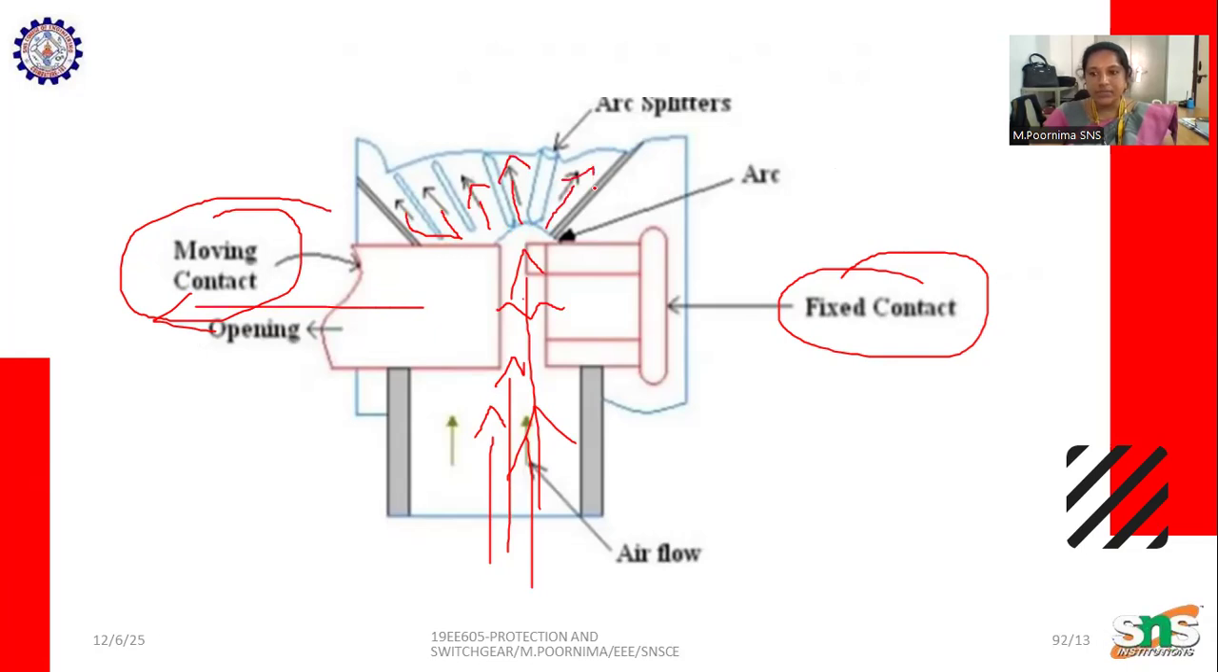By using the arc splitter, we can reduce the percentage of damage. By splitting the arc, the resistivity automatically increases, and the current value automatically decreases. This indirectly helps reduce damage to the systems.